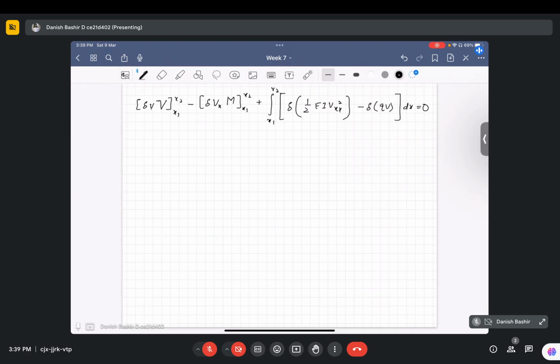Okay, so we can take both these variations common. So our equivalent will be variation of small v capital V from x1 to x2, minus variation of v of x moment m x1 x2, plus the variation of integral of x1 x2, 1 by 2 of EI vxx square minus qv dx to be equal to 0.